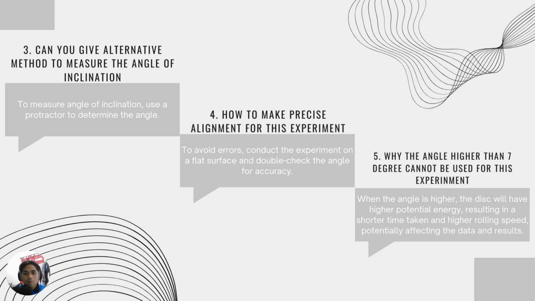Fifth is why an angle higher than 7 degrees cannot be used for this experiment. When the angle is higher, the disc will have a higher potential energy, resulting in a shorter time taken and higher rolling speed. So it can potentially affect the data and result.